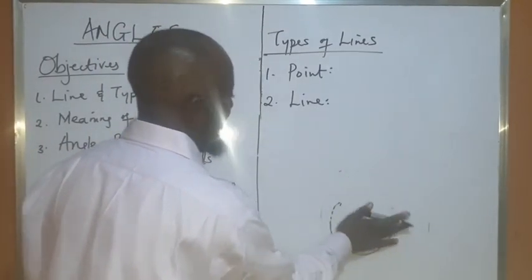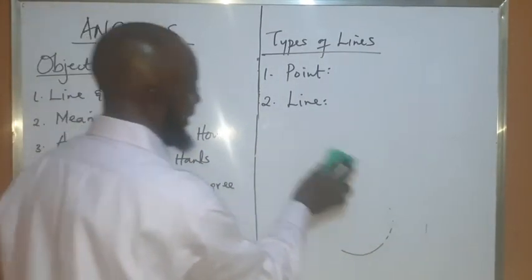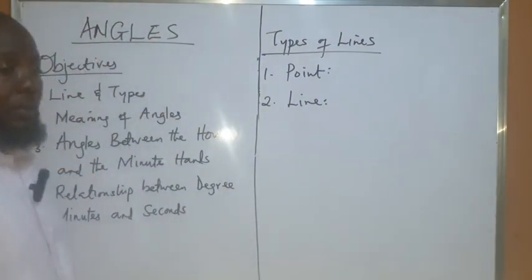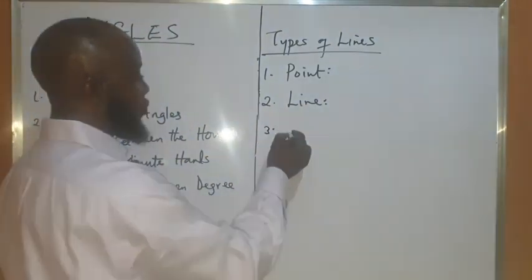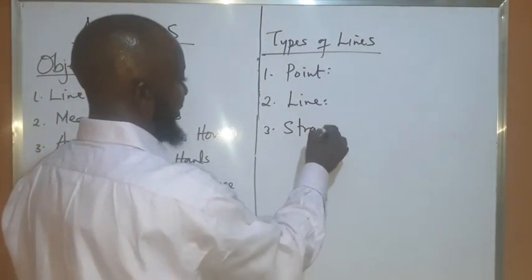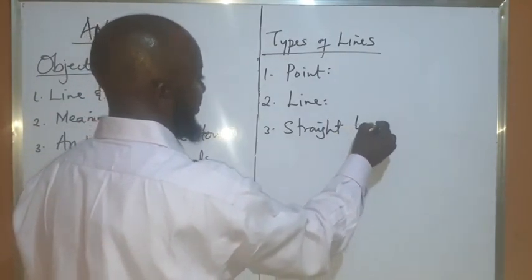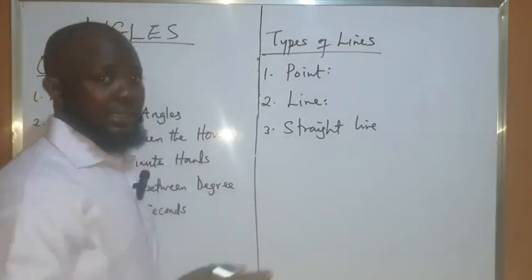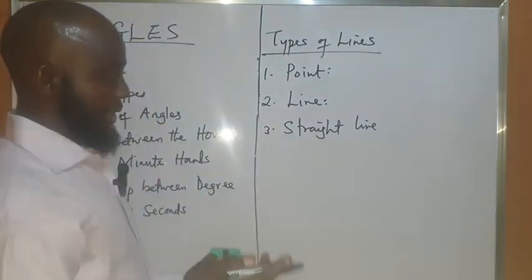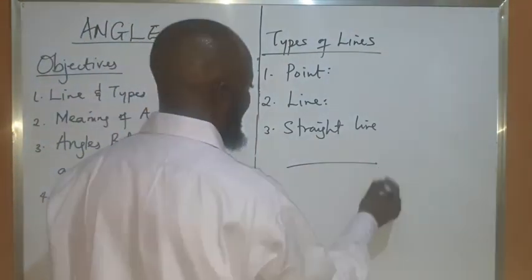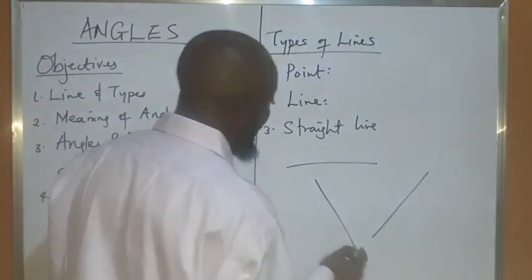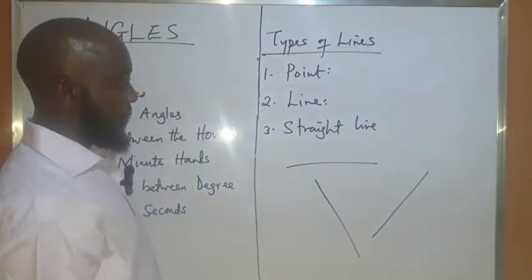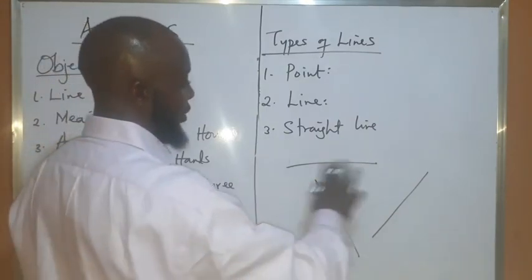So under this line now, we're going to be looking at different types of line that we have. The first one is the straight line. Straight line is very simple. When a line is straight, it is not bent. It could be like this, it could be like this, it could be like this, but it is straight. This is a straight line. Alright? So a straight line is not bent.